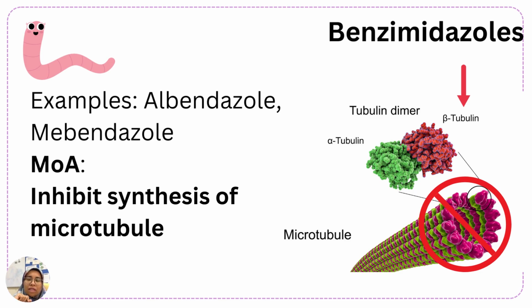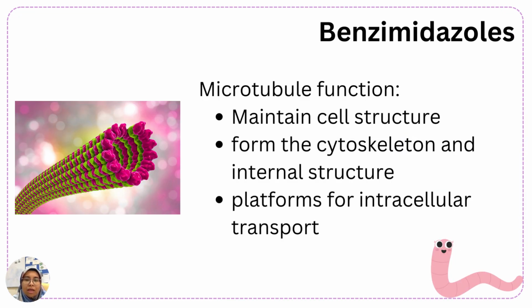Its mechanism of action first is that it inhibits synthesis of microtubule. Why? It selectively binds to beta tubulin. When it binds to beta tubulin, it will affect microtubule function. It cannot cause microtubule polymerization, so microtubules cannot form. You all know what microtubules do. These are microtubules in animals, in worms.